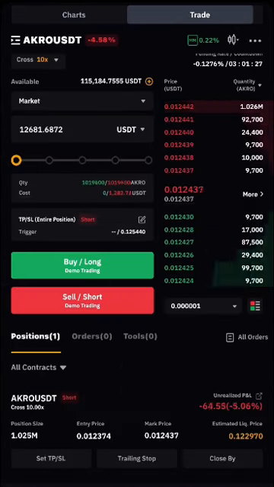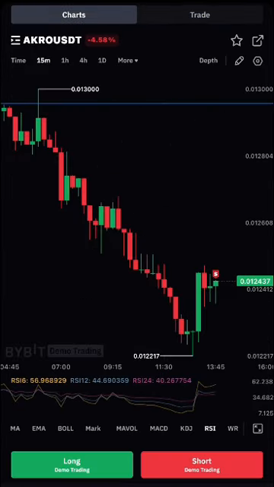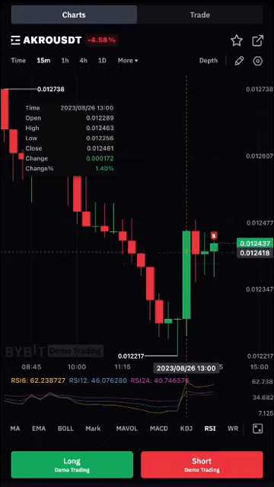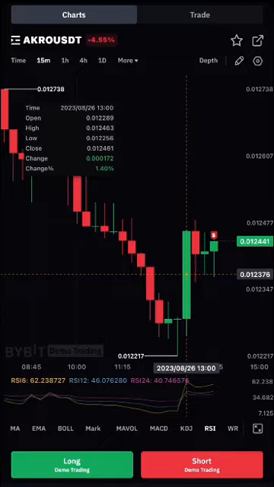So remember, we entered the market at 0.012374. This is where we entered the market, 374. So now we'll just be waiting for it to go and hit our TP. Once it hits our TP, you don't need to go and close the trade. The trade will trigger by itself because it is automatic. So I think you should understand by this.